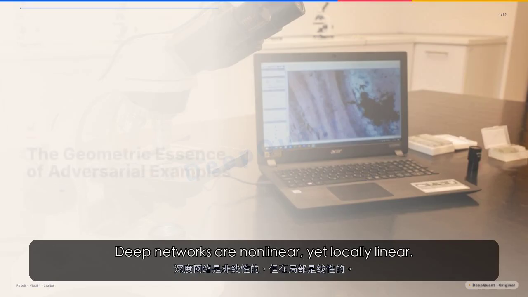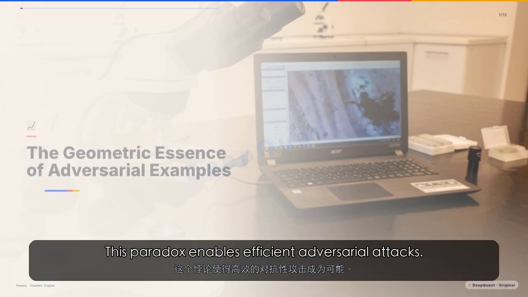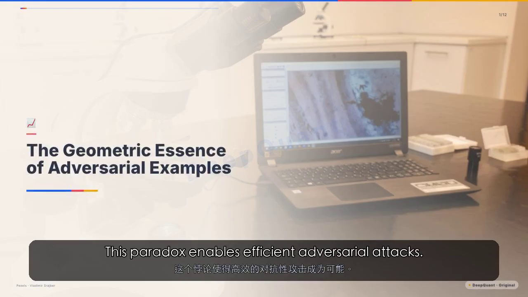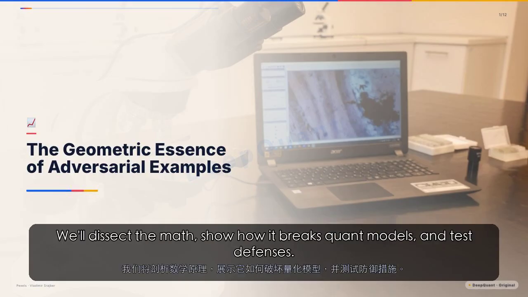Deep networks are nonlinear, yet locally linear. This paradox enables efficient adversarial attacks. We'll dissect the math, show how it breaks quant models, and test defenses.